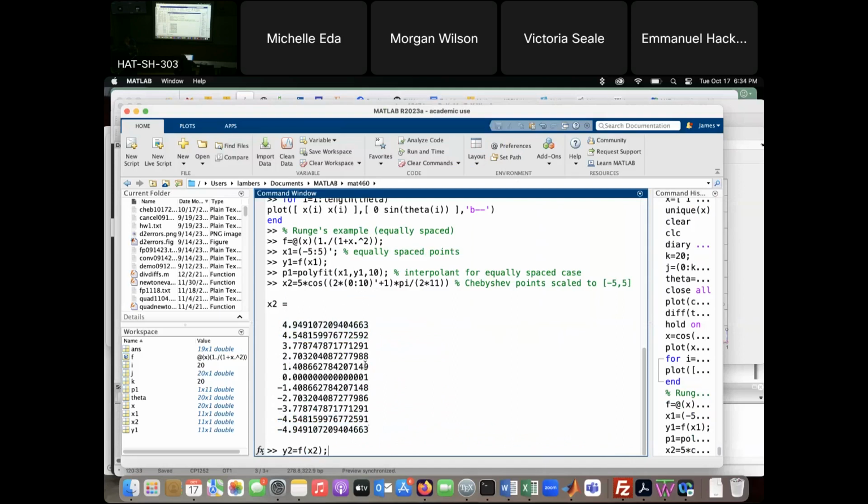Wait a minute. Something's not right. Why? Oh, you need the asterisk. Do it again, put a star after the 5. Okay.